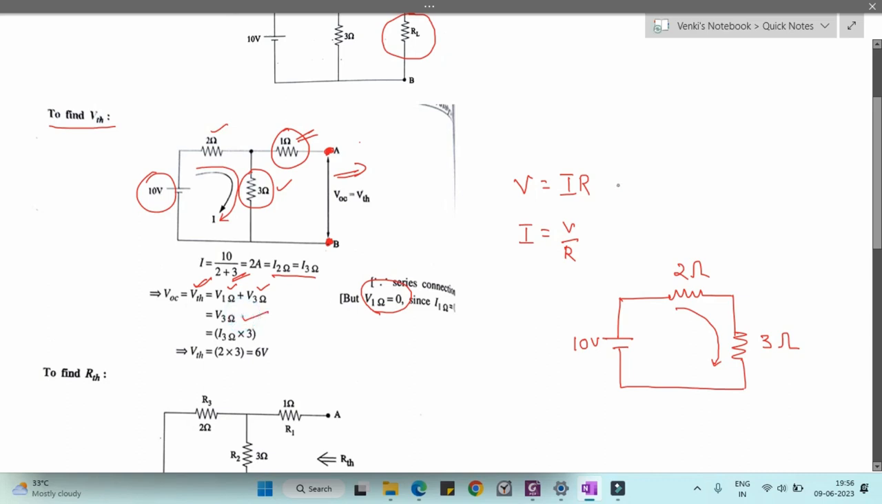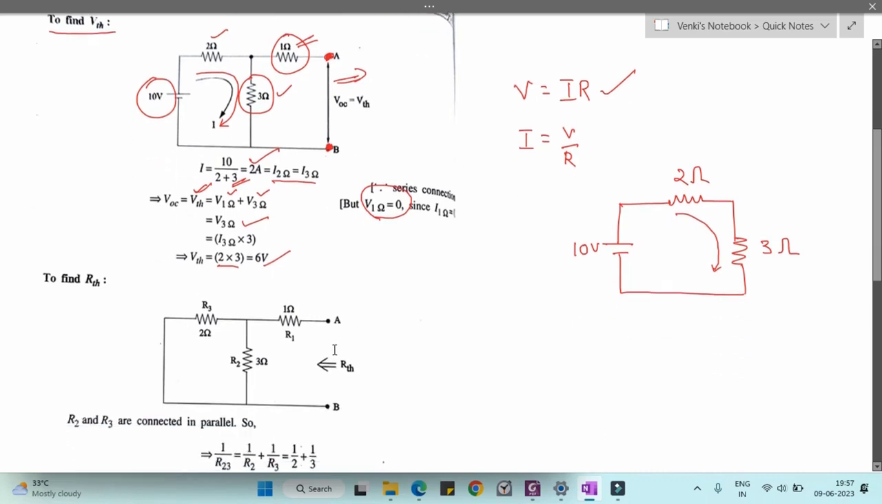Then the only voltage available is the voltage across the 3 ohm resistance. We know the formula V is equal to IR, so for the voltage we need to know the current and resistance. We have already calculated the current across these resistors, which is 2 amps, and we know the resistance. So we multiply 2 into 3 and we get the V Thevenin, which is 6 volts. So the voltage at the AB terminals is equal to 6 volts.